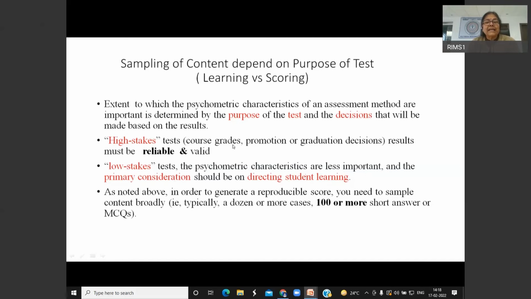But in high stakes, where they are getting scores or grades, or they are graduating, or they are competing for some examination for admission, in those cases the sampling should be in a different manner. So both purposes will have a different type of sampling method.